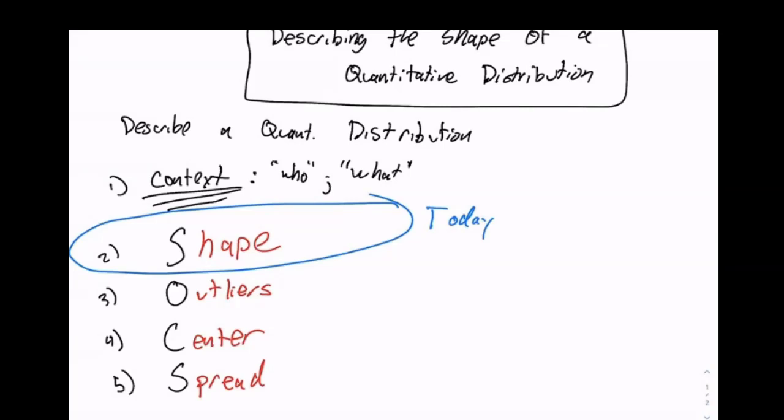Okay. I also usually like to put a star next to the outlier part, because there's not always an outlier. So if there's not an outlier, you don't mention it, it's perfectly fine. So let's talk about shape.